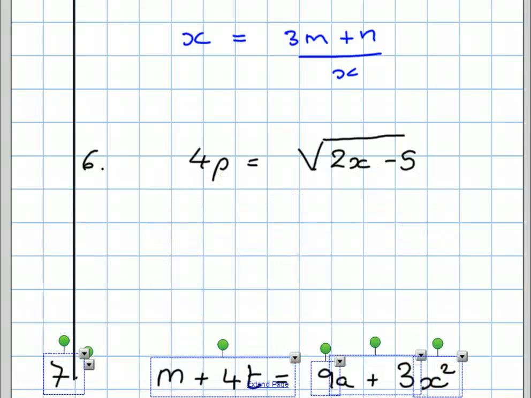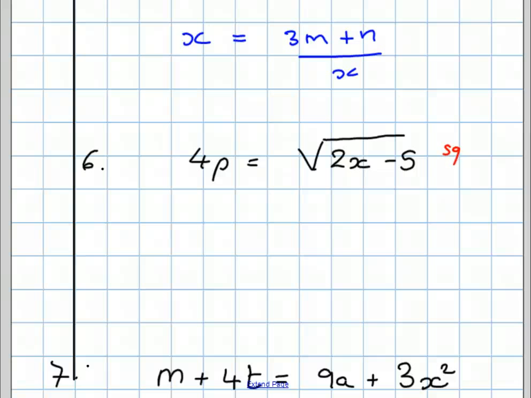Let's deal with square roots first. Now, a bit like denominators, we get rid of it first. So what I'm going to do, and you should write this in the exam, is square both sides. And that gives me 16, that's 4 squared, p squared, that's p times p squared, equals 2x minus 5. So you get rid of any square root signs that contain the thing you want to make subject ASAP.